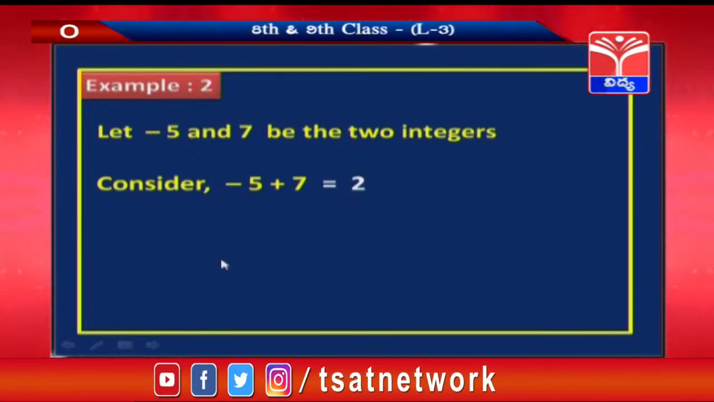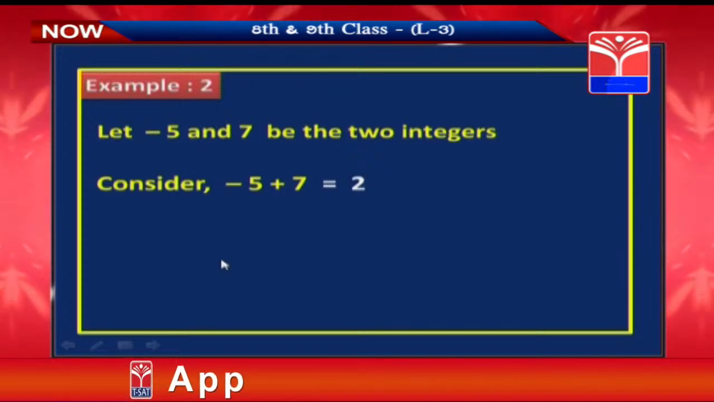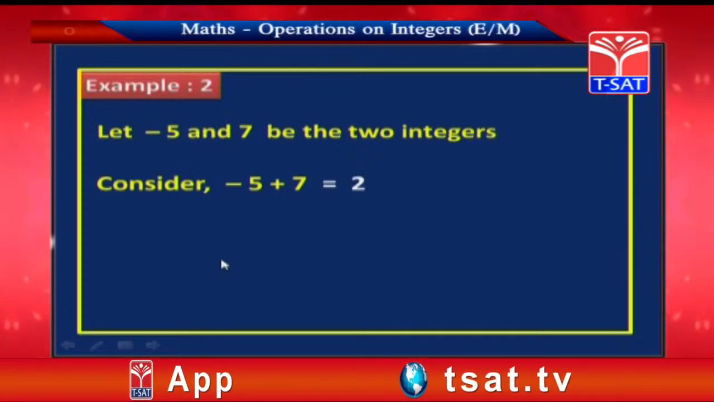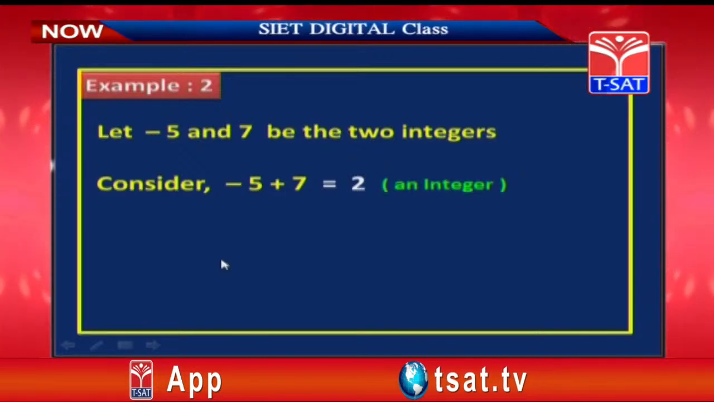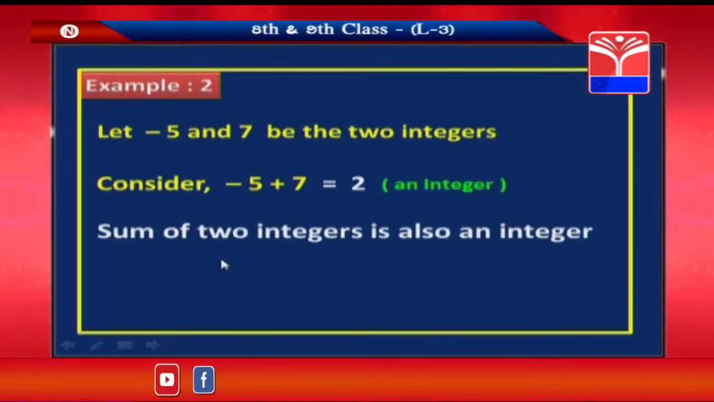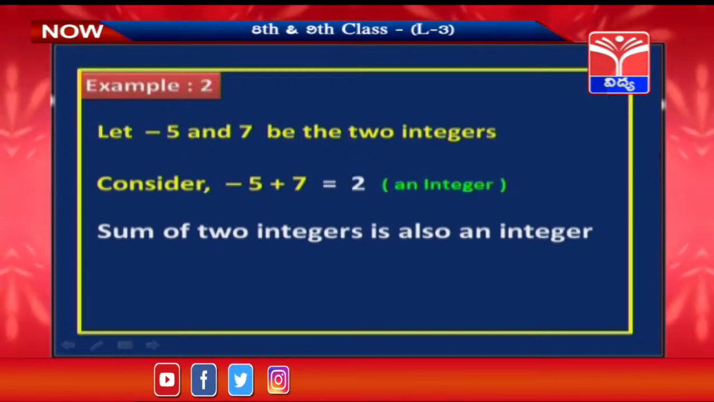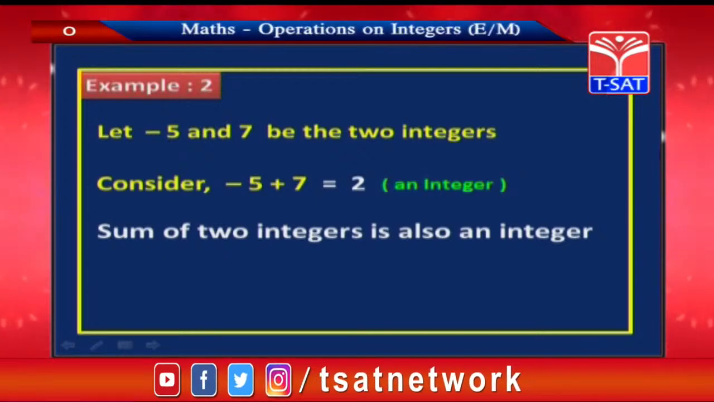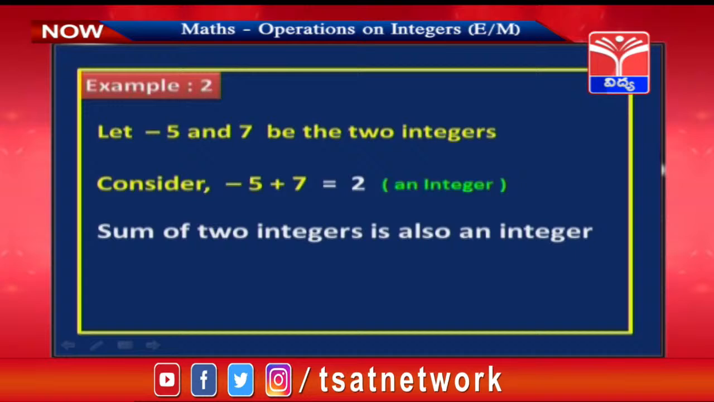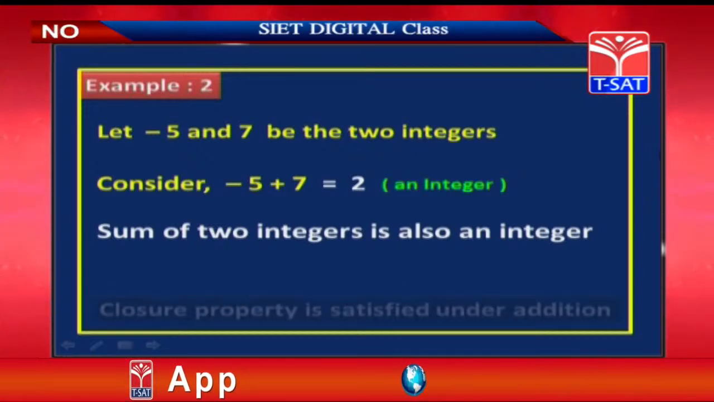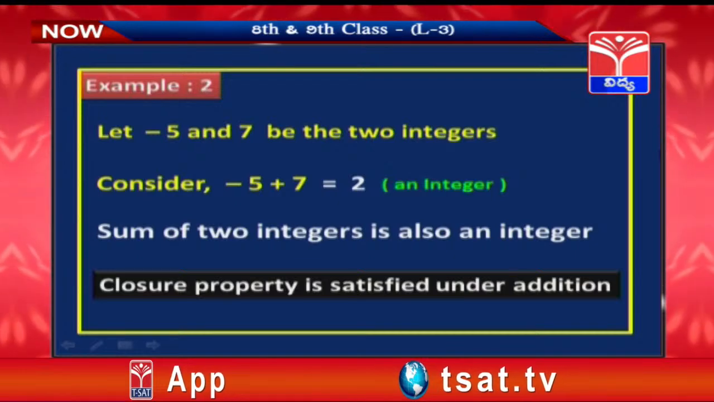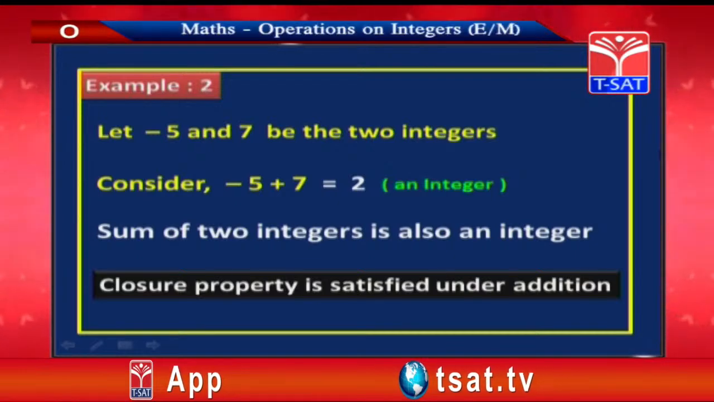Okay, children. Now, when I added these two, that is a negative integer and a positive integer, you got back an integer again. So, I can say again the sum of two integers is also an integer. So, from this what do you conclude, children? Whenever we add two integers, we get back another integer. So, I can say that closure property is satisfied under addition. So, children, we have seen examples of closure property.